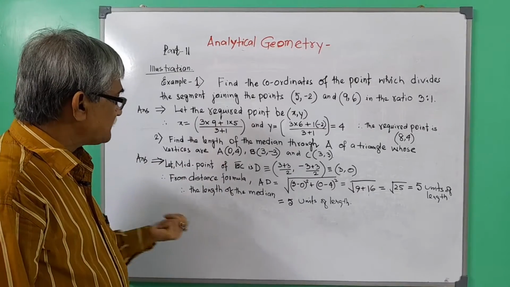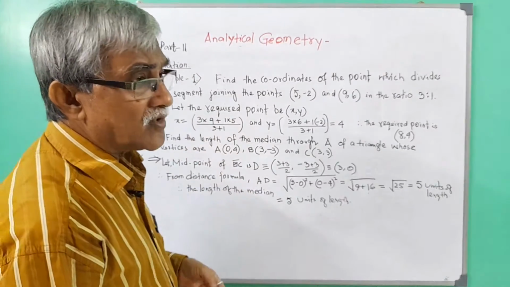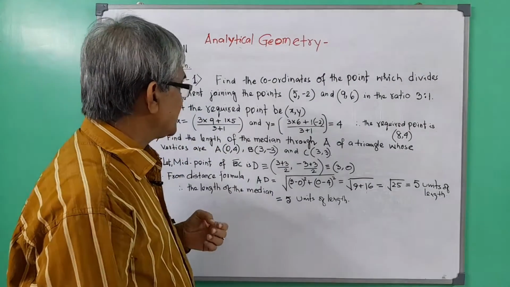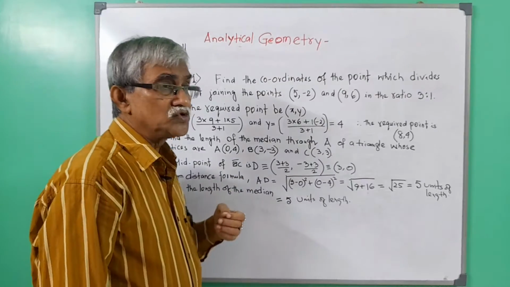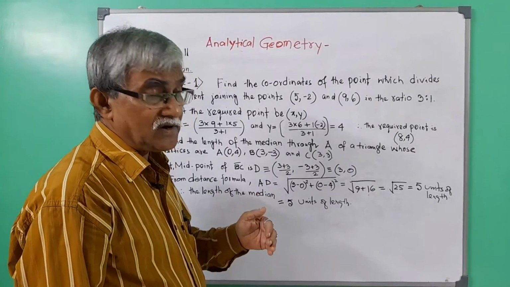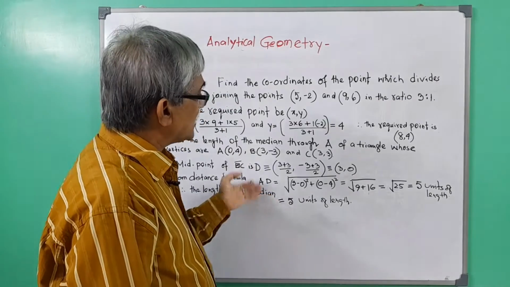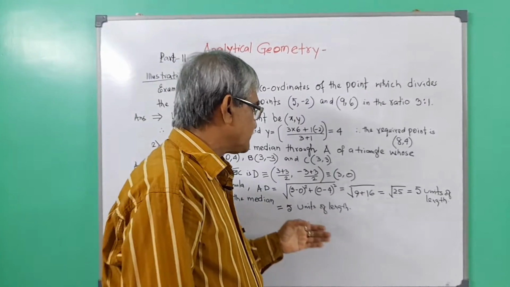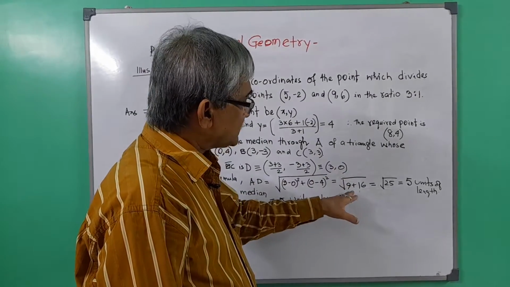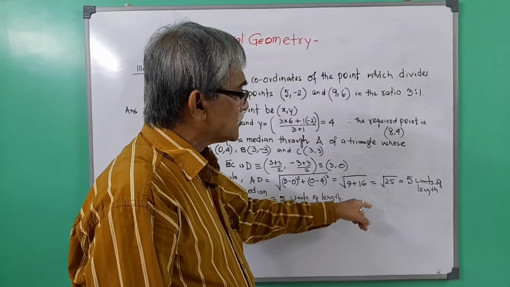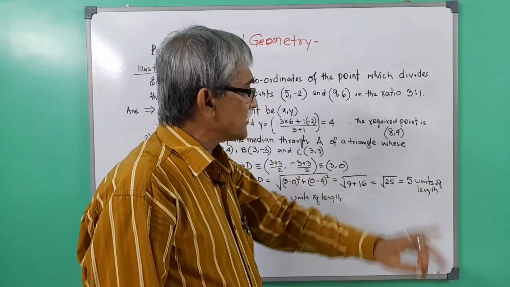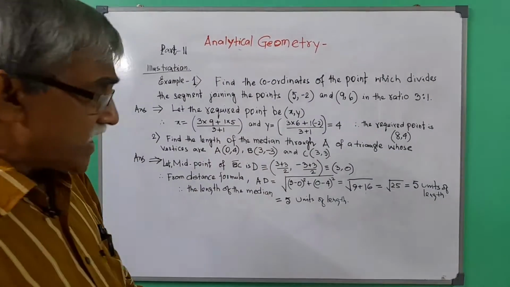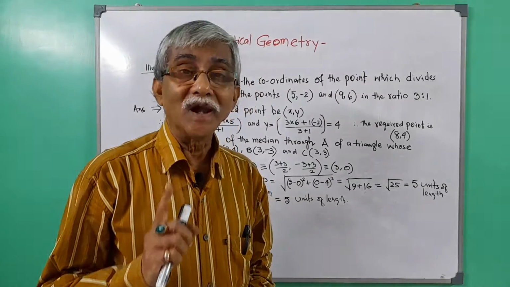So what you have to find out? You have to find out the distance, and you know the distance formula. Already we have discussed it in your previous video, analytical geometry part 1. The formula is x2 minus x1 whole square plus y2 minus y1 whole square, whole under root. So we put 3 minus 0 whole square plus 0 minus 4 whole square, whole under root. That comes down to 9 plus 16 under root, that is 25 under root, which equals 5 units of length. Therefore the length of the median is simply 5 units of length.